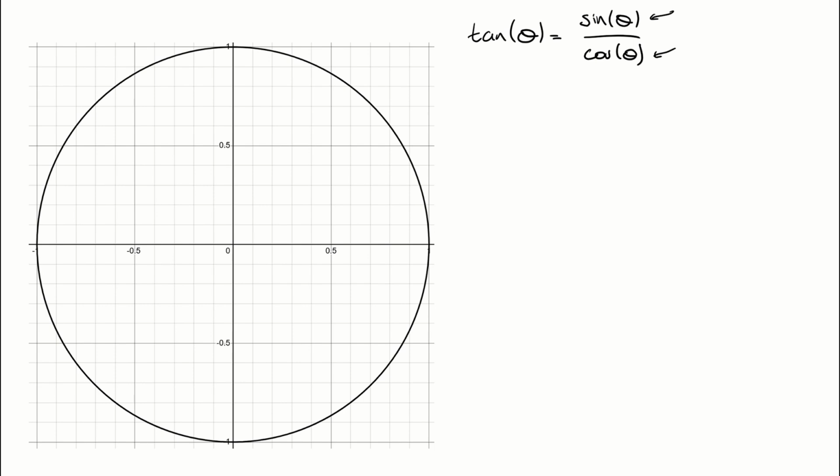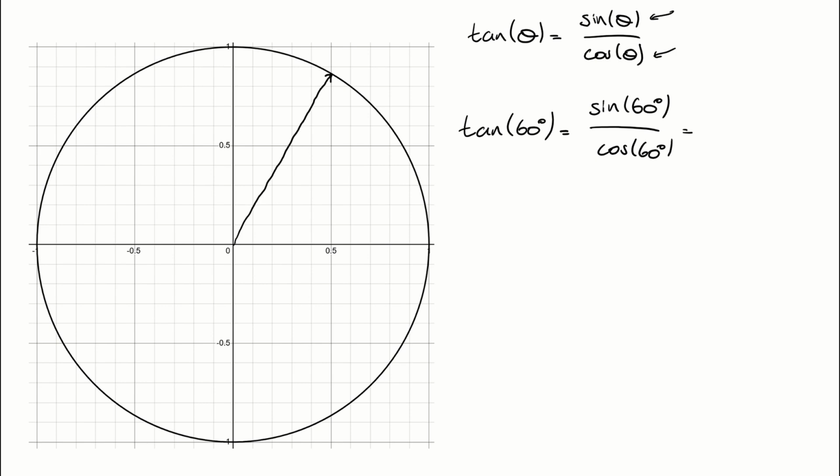Okay, so for example, let's say that we were asked to estimate what the tan of 60 degrees is. Well, by this identity, it says that this is the same as the sine of 60 degrees divided by the cosine of 60 degrees. So if we draw out our 60-degree angle, okay, so it's an angle that looks approximately something like that. If I was to estimate my sine first, I have to come over to my y-axis, and I see that I'm up here at about 0.85, okay, so 0.85 for the sine of 60.